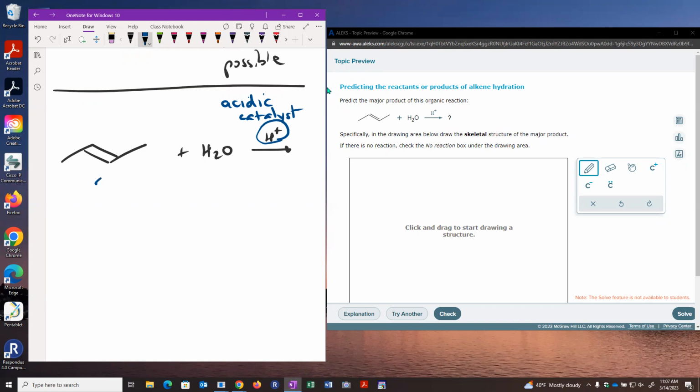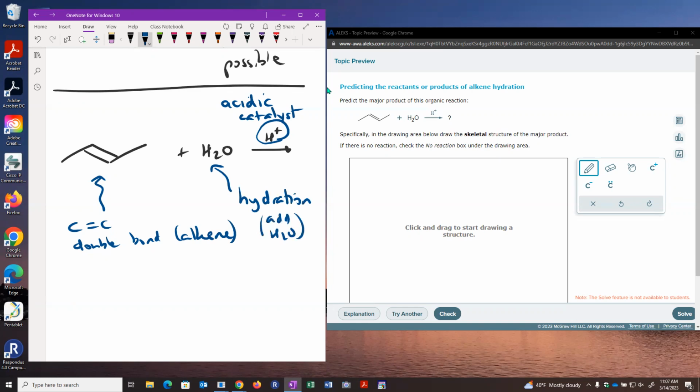So we have here, what type of molecule is this one? Well, we have a carbon-carbon double bond, okay, which makes it an alkene, and then we're adding water to it, H2O. So this would be an example of a hydration reaction where we add H2O. Now, when you think of H2O in organic chemistry, you want to think of it as H connected to OH, right? Because that's what water is made up of.